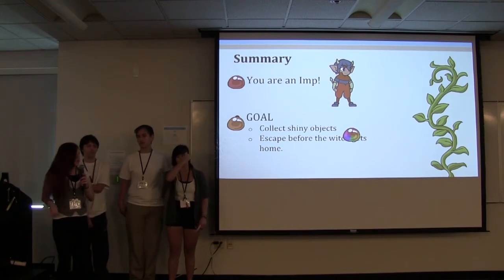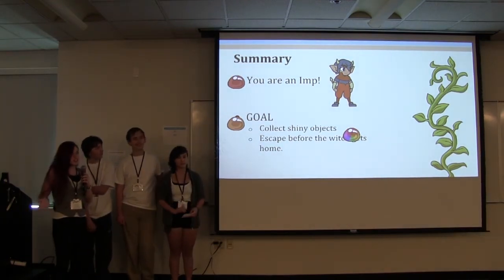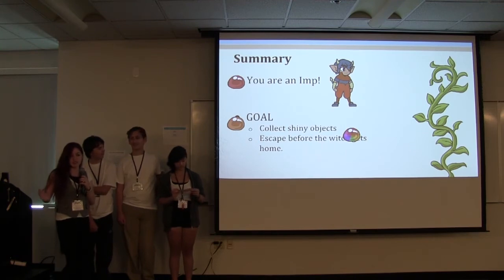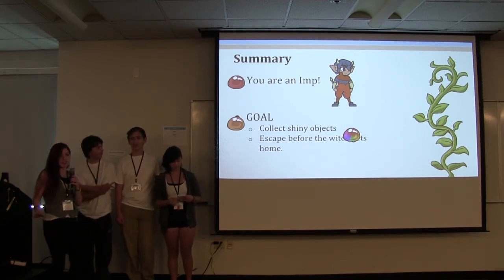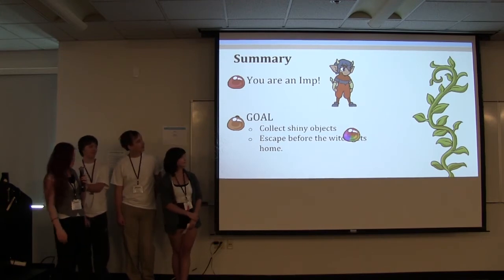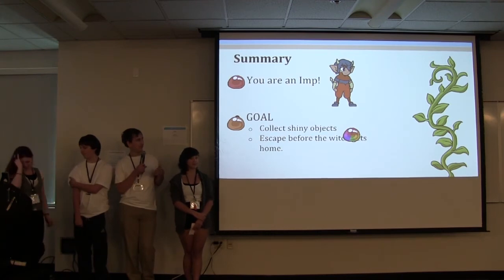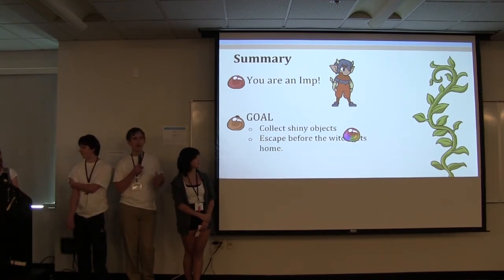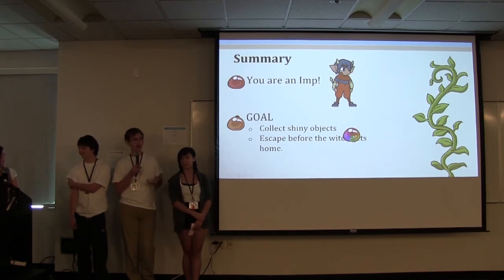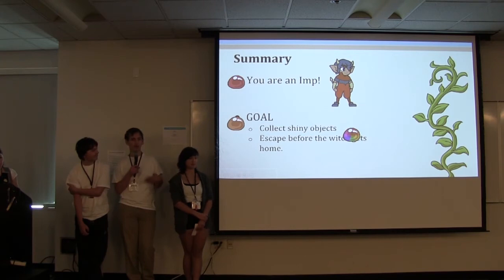So, just a summary. You play as an imp. Imps like shiny things. Conveniently, in our game, there's a witch's house nearby, and she has shiny things in the house. So one day, while she goes out, you decide to sneak in and see if you can get some of those. The main goal of the game is to collect the shiny objects that are scattered throughout the level. There are also different objects you can pick up to solve simple puzzles. And your overall goal is to get out of the witch's house before the witch gets home, or the time runs out.